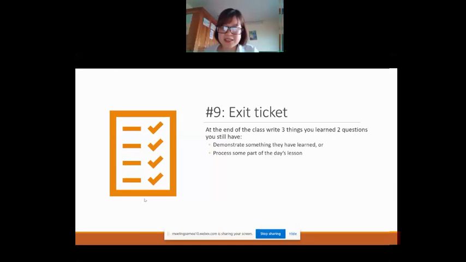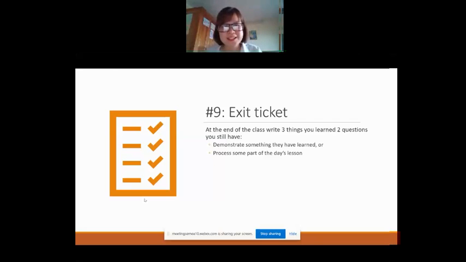Exit tickets serve as a great tool to check for understanding and collect formative assessment data. The data they give the teacher can be invaluable and allow the teacher to plan for necessary intervention or enrichment, or simply to guide the next lesson.